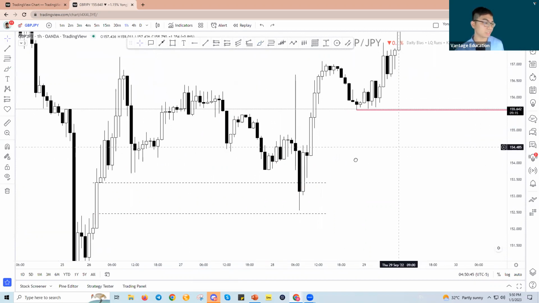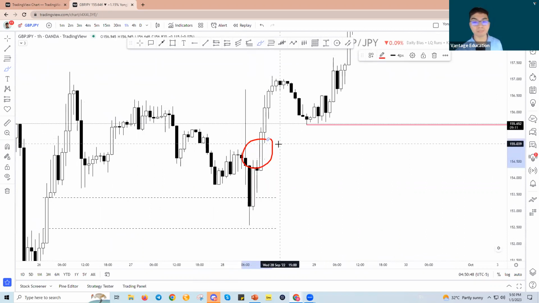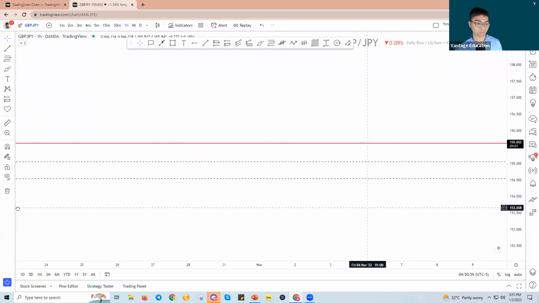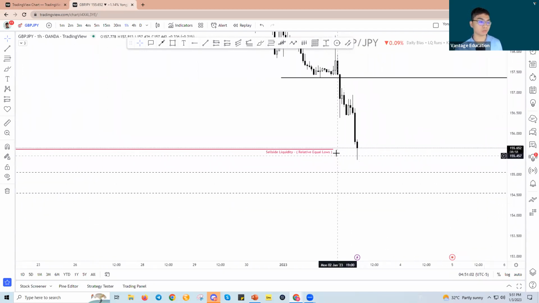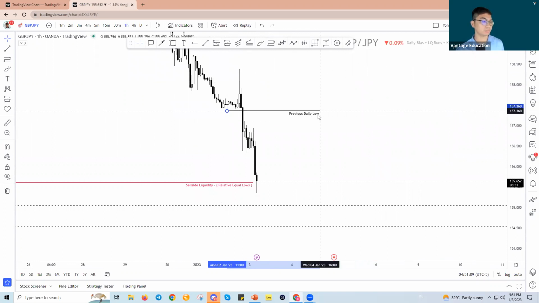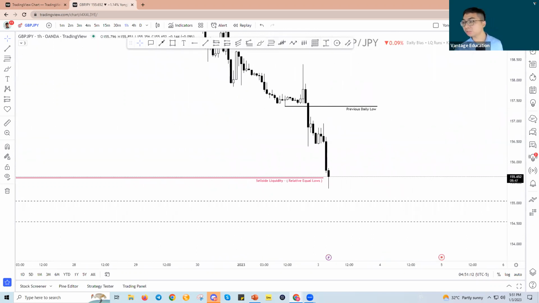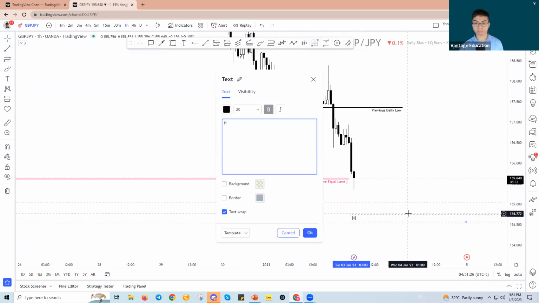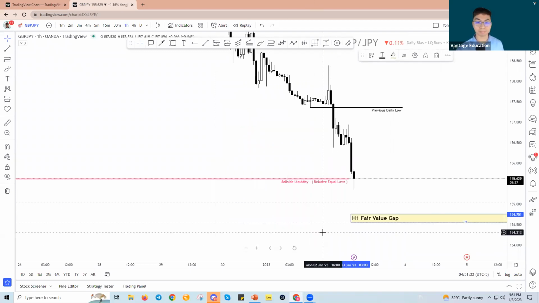So in this specific case on the 1-hour chart, we actually have a market imbalance where price might continue heading down to fill that area. So fair value gap extended. Take a look. Price, although it cleared the sell side liquidity, the relative equal lows, and it also cleared out the previous daily low, we can expect price to possibly continue bearish to the downside, to clear out the H1 fair value gap or market imbalance area.